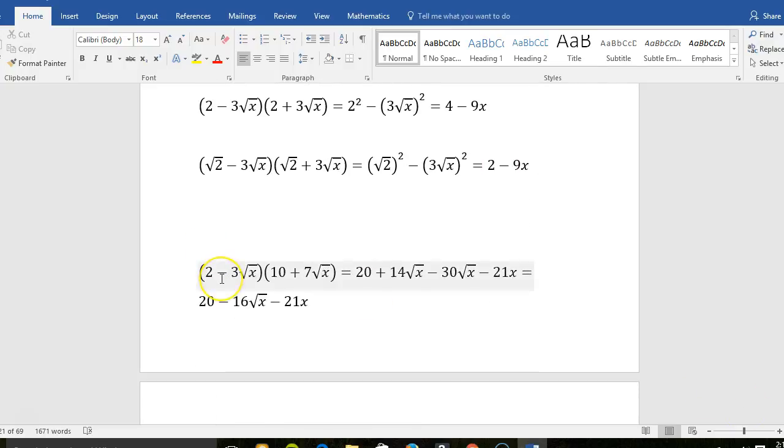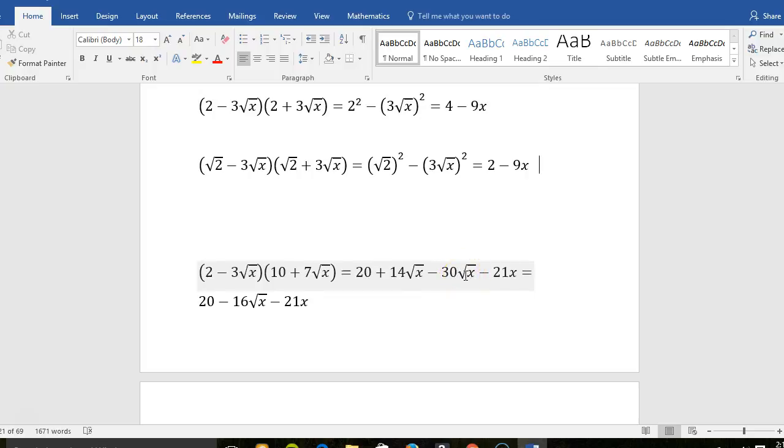And now here is an example of a distributive FOIL. You can use distributive or FOIL. Now, let's do FOIL. First, outer, inner, last. 2 times 10 is 20. That's this guy. And then my outer terms would be 2 times 7 times rad x. That would be 14 rad x, and with a positive sign. Everything's positive. Now, negative 3 radical x times 10. That would be negative 3 times 10 times radical x. That would be negative 30 radical x.